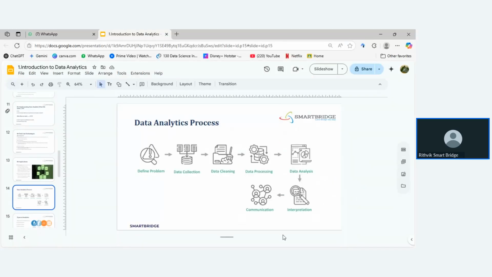Did you understand the process of data analysis, guys? Once again, I will explain. First, we understand the problem. Here, the problem is India is going to play a cricket game, an Australia tour, and we need the best team for that.